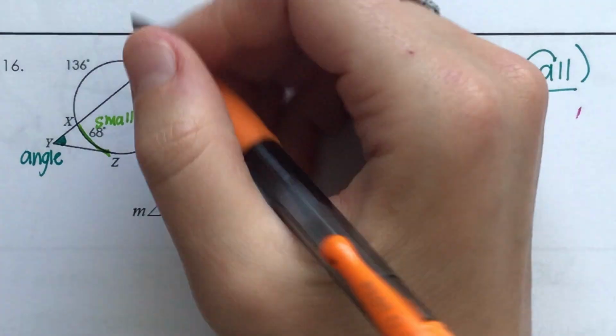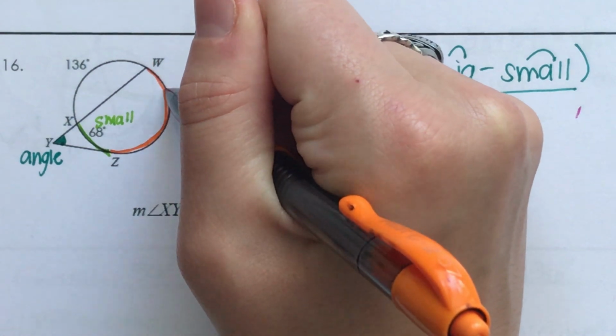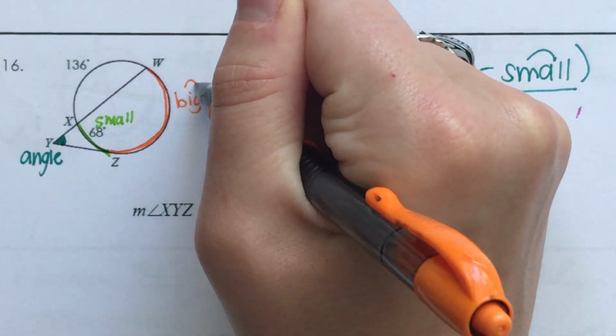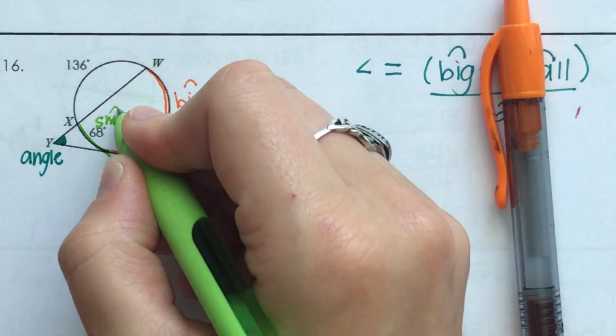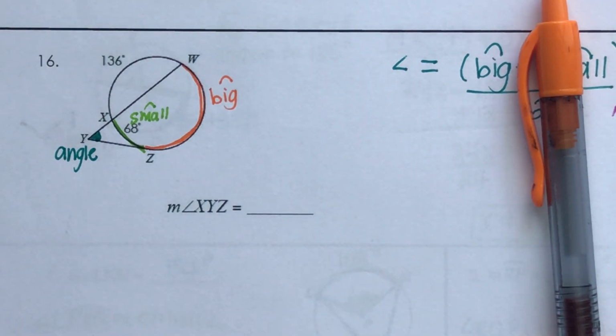I also need the big arc, but I've got a problem now. Here's my big arc in orange. And you're going to see that I don't have the big arc given to me. And that's a problem because I'm trying to find the angle. I should only have one unknown in a problem. I shouldn't have more than one. So I have to figure out if I can come up with the big arc in some way.